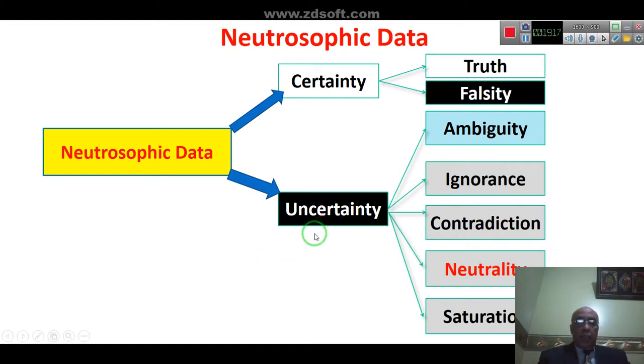Uncertainty data. Neutrosophic data is the union of certainty data and uncertainty data. Neutrosophic data contains all certainty and uncertainty data.